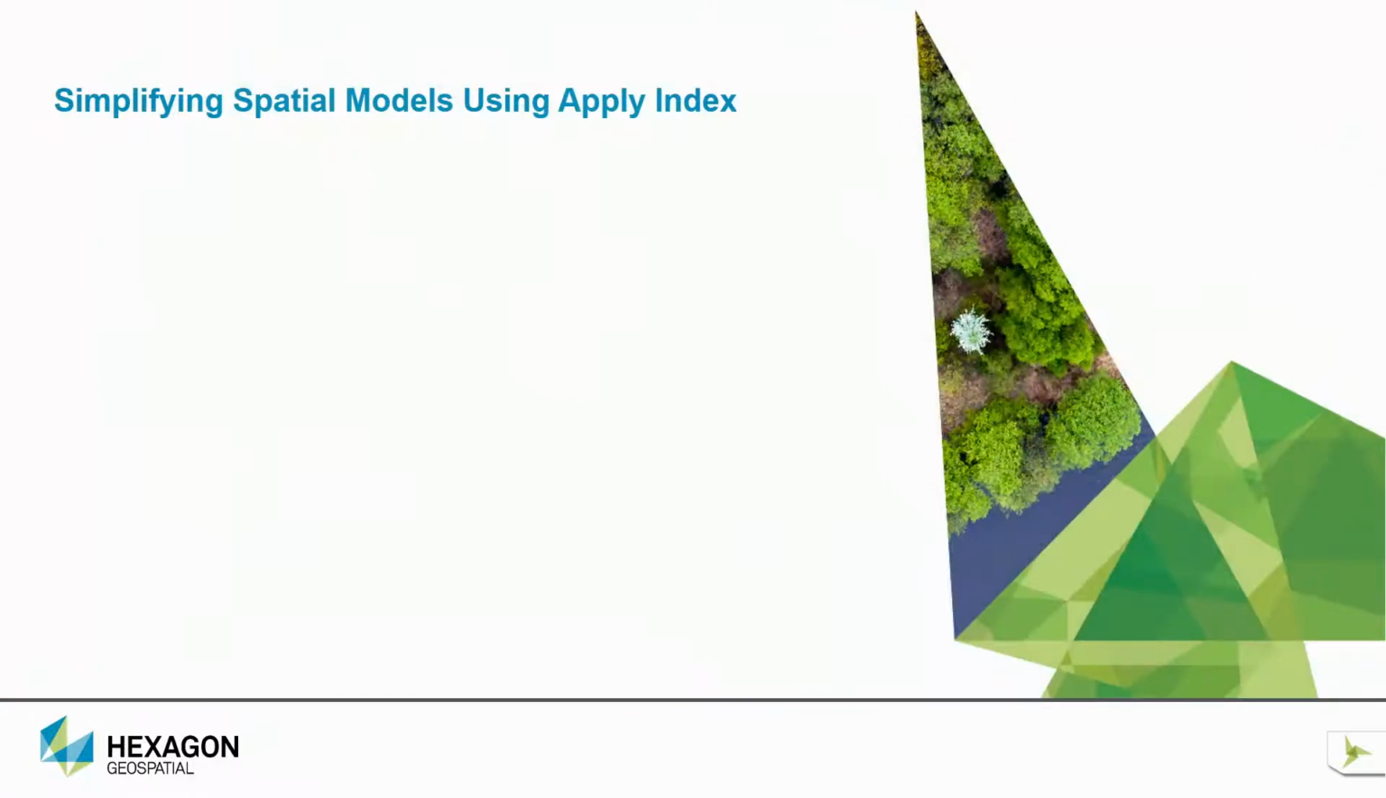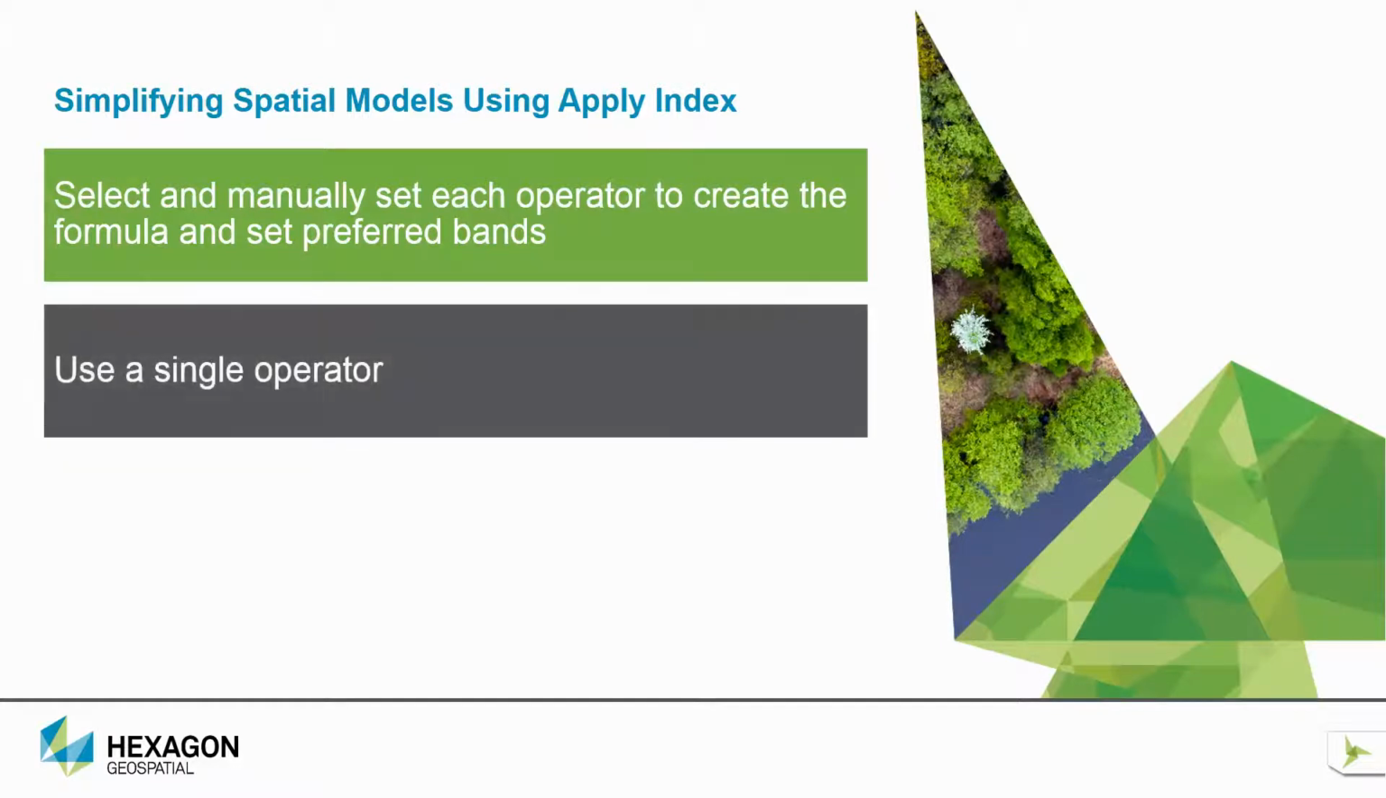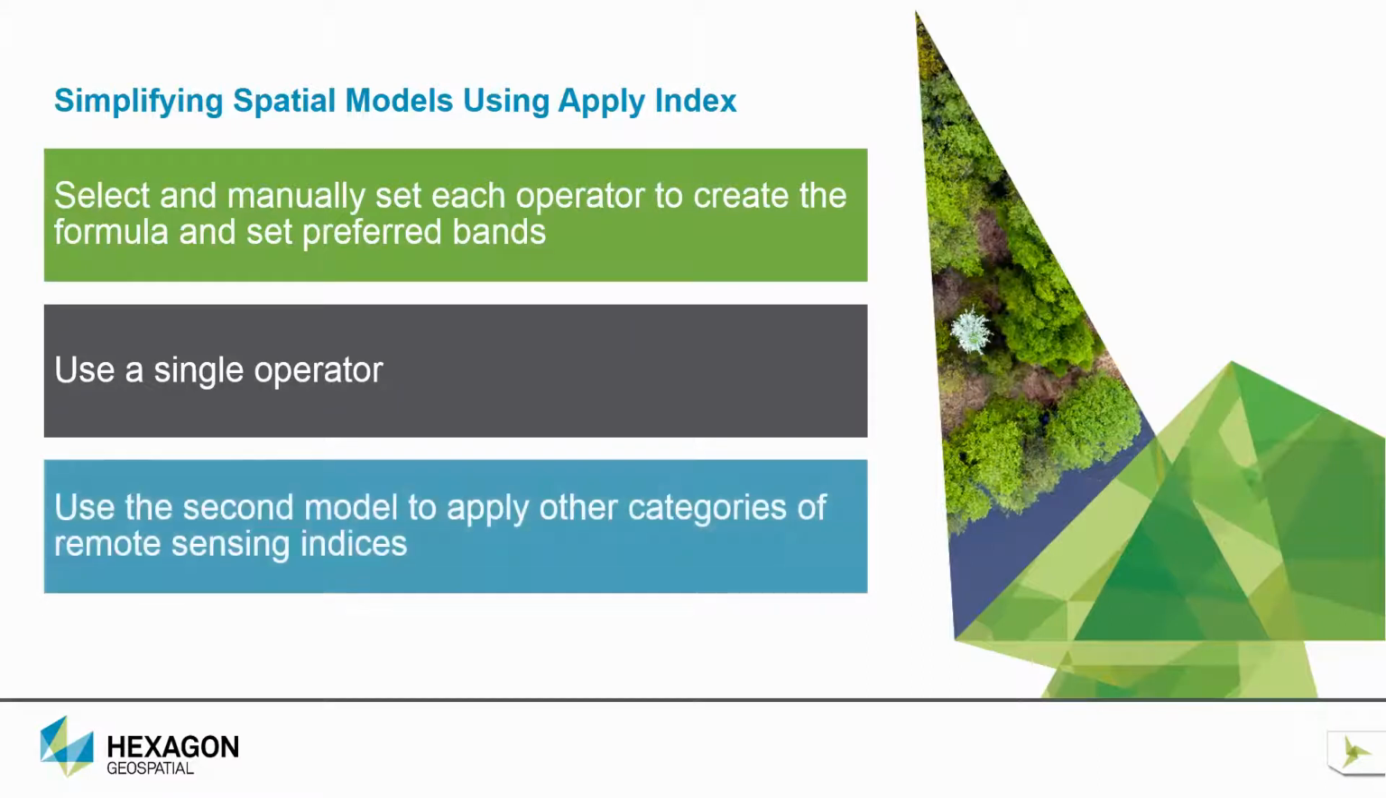To emphasize the difference, let's build two spatial models to calculate a vegetation index, in this case NDVI, which indicates the health of vegetation. In the first model, you'll see how to select and manually set each operator to create the formula and set the preferred bands. In the second model, you'll see how to use a single operator to do the same thing. Finally, you'll learn how to use the second model to apply other categories of remote sensing indices, such as water and snow detection.